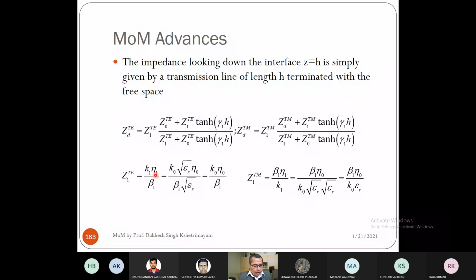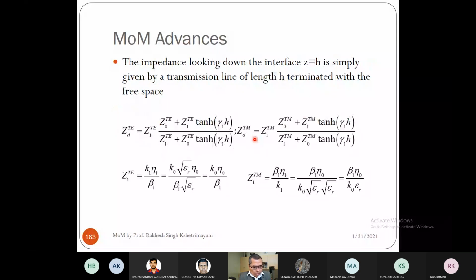See, what is eta1? Eta1 is the wave impedance of the substrate medium. So you can find eta1 as eta0 by square root of epsilon r, and K1 is K0 square root of epsilon r. So finally what you get is Z1T is K0 eta0 by beta1. Similarly, you can find Z1TM as beta1 eta1 by K1. What is eta1? Eta0 by square root of epsilon r. This is for the substrate, and the substrate has epsilon r. What is K1? K1 is K0 square root of epsilon r. Epsilon r is the relative permittivity of the substrate. Finally, you can find Z1T and Z1TM. You know what is Z0TM, Z0T. You can find out what is Z down T and Z down TM.